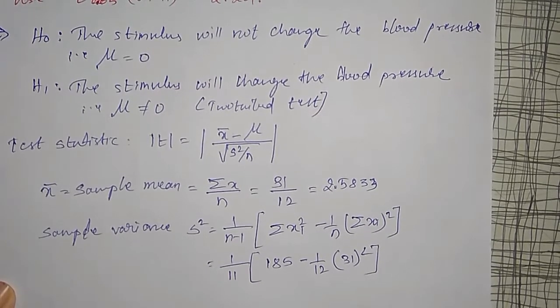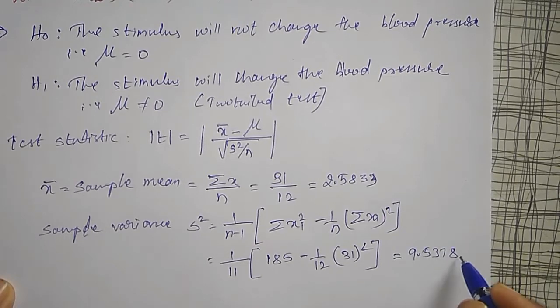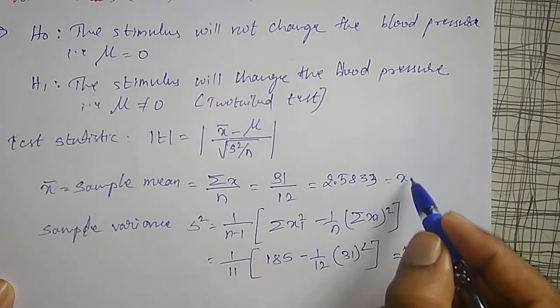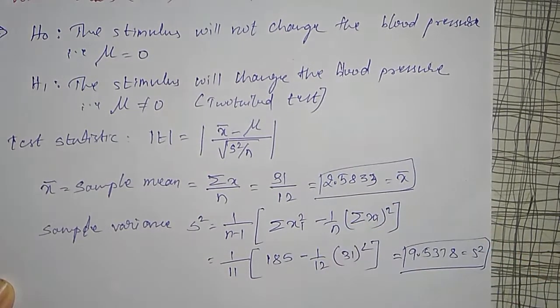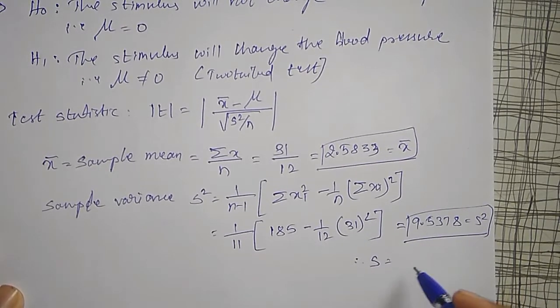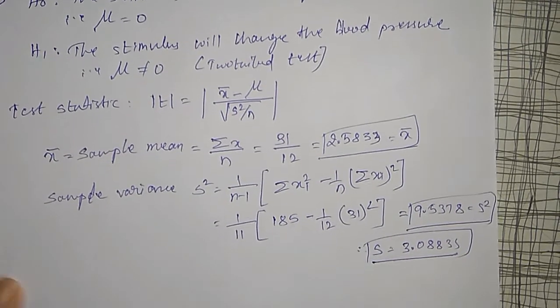Simplify this using a calculator. We are going to get 9.5378, which is nothing but your s square. Okay, this is x bar and this is your s square. Therefore, s is equal to the square root of this, which is nothing but 3.08833, is the s value. Substitute all these things in the test statistic t.